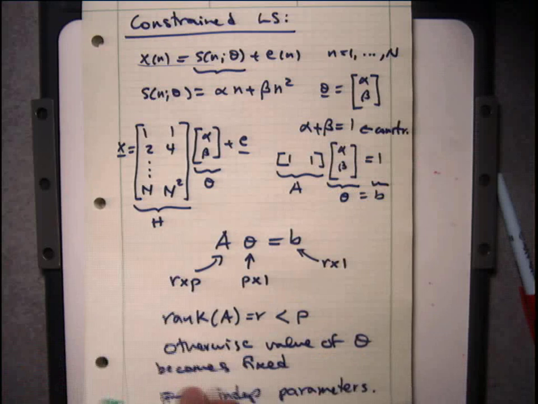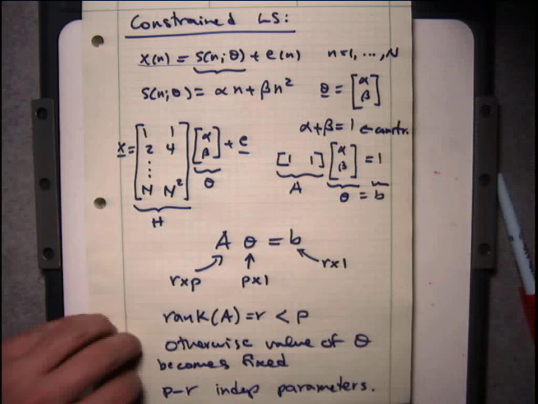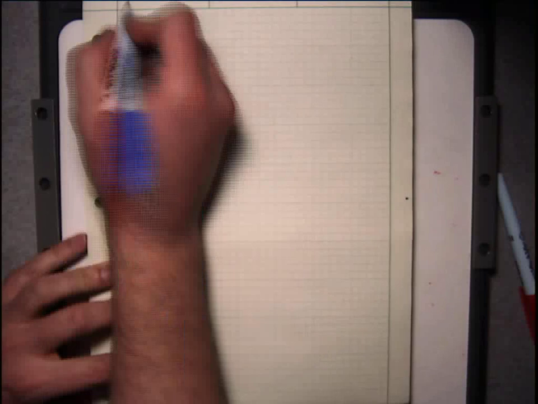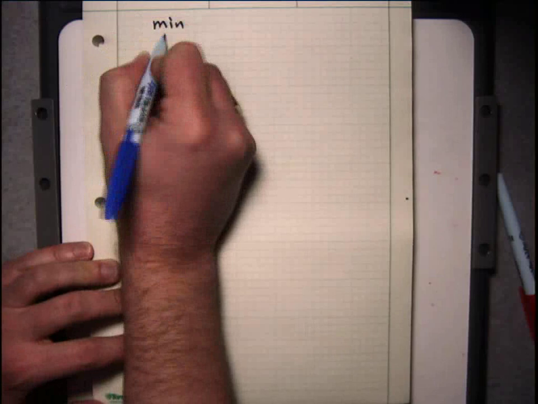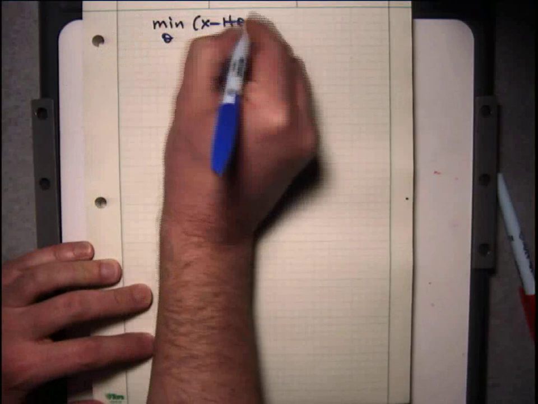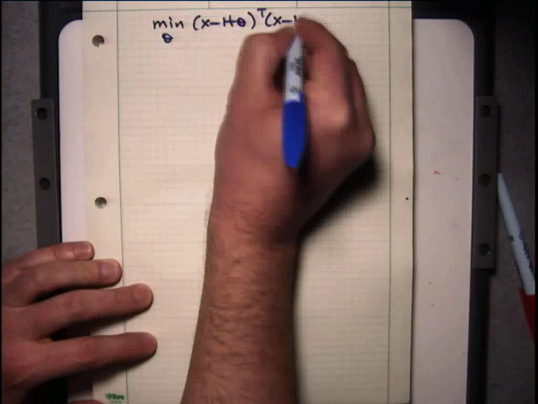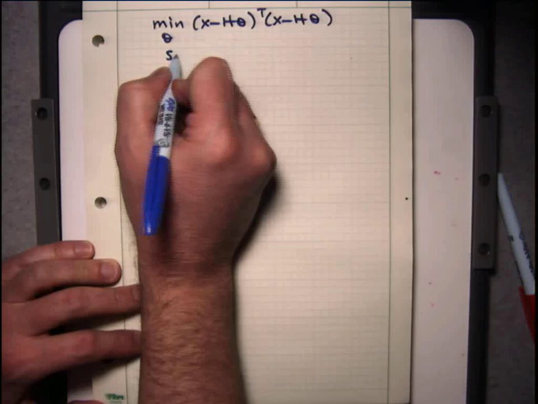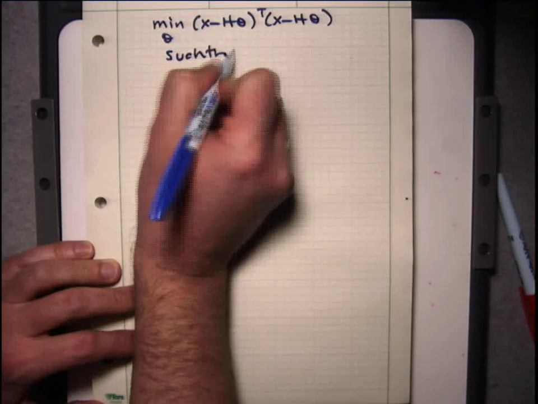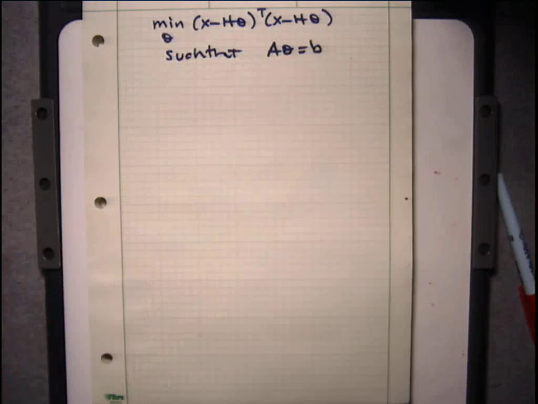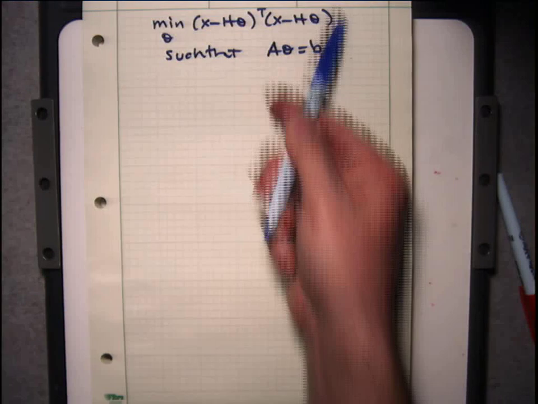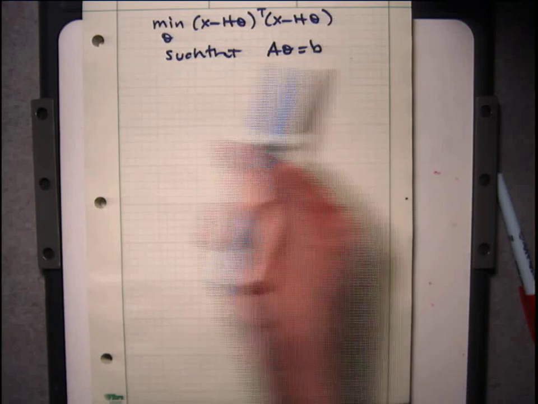Okay, so how do we solve a problem like this? If we want to do least squares, but we also have this kind of constraint, what do we do? What we're solving now is an optimization problem where we want to minimize over theta x minus H theta transpose x minus H theta, such that A theta is equal to b. So this is a constrained optimization problem. You're minimizing a quadratic subject to a linear constraint.